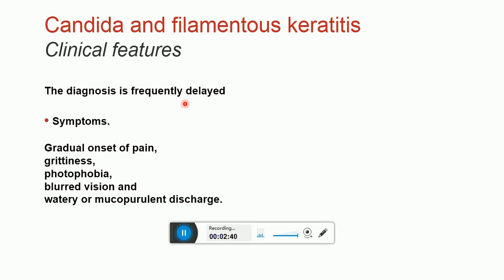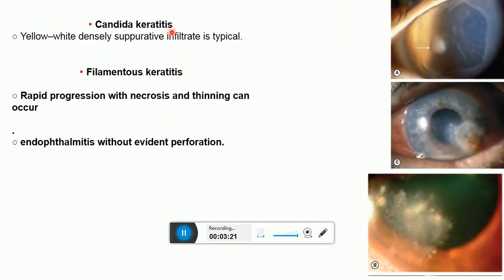The diagnosis is frequently delayed unless there is a high index of suspicion, and often bacterial infection will initially have been presumed. The clinical signs are not a definitive means of distinguishing bacterial and fungal corneal infection. Signs such as satellite infiltrates, which we will discuss, can be caused by other microorganisms. The symptoms are gradual onset of pain, grittiness, photophobia, blurred vision, and watery mucopurulent discharge. Now first we will discuss Candida keratitis.